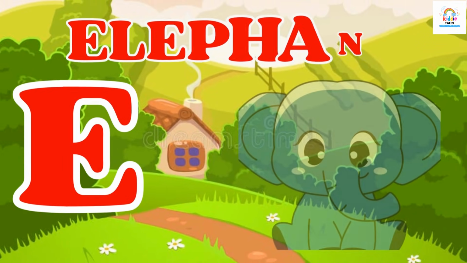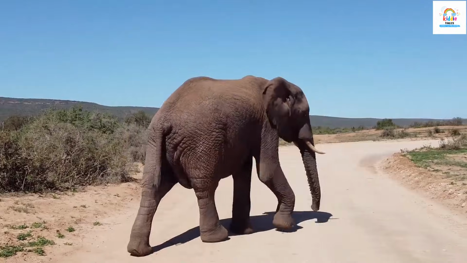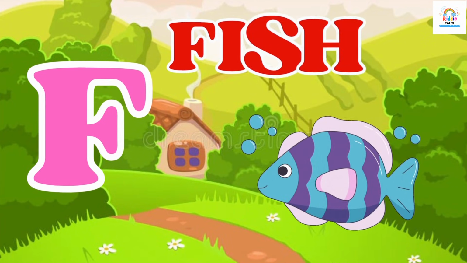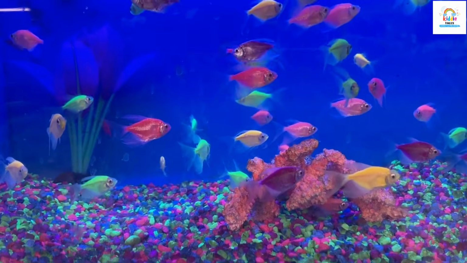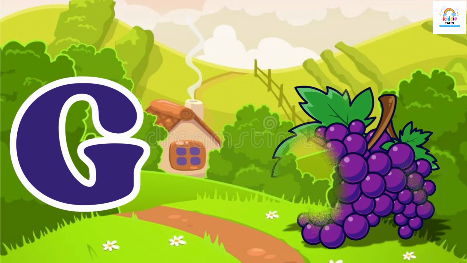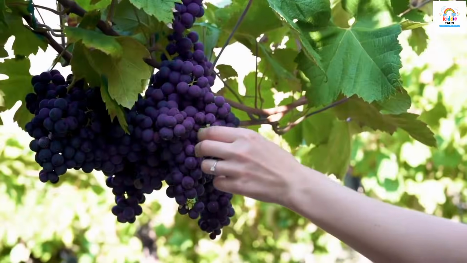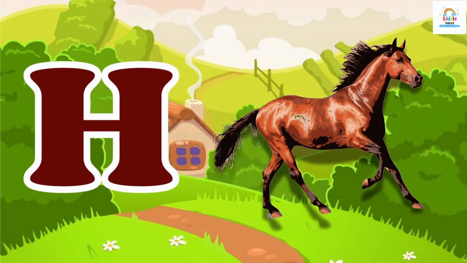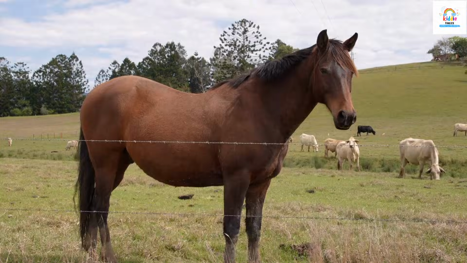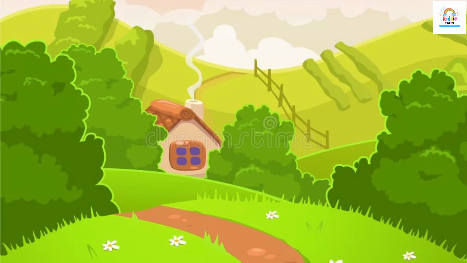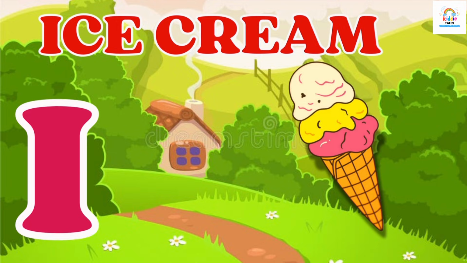E for elephant. F for fish. G for grapes. H for horse. I for ice cream.